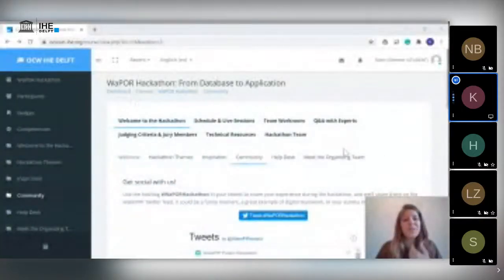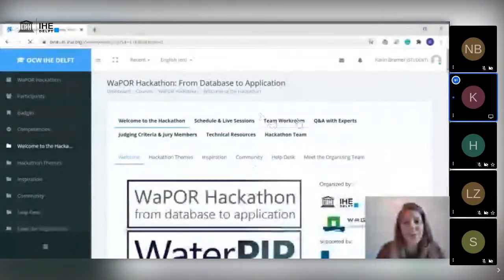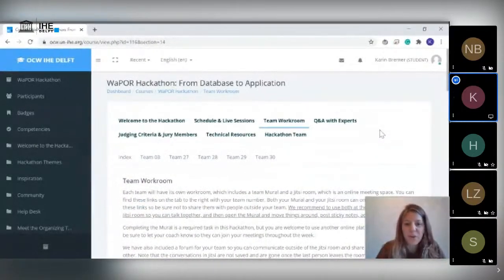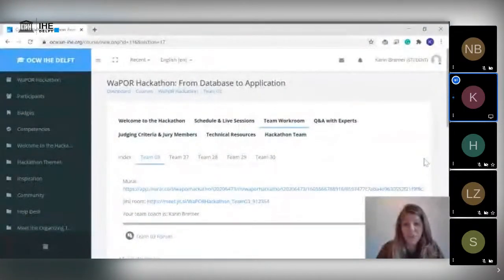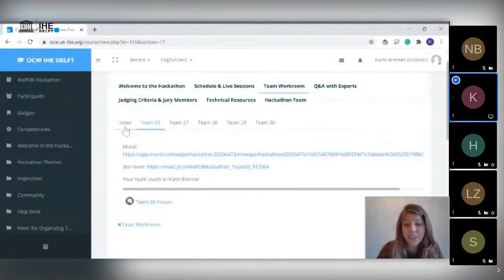Okay. So when you start off at the welcome page, and then when you go to the team workroom, this is the place where you and your team will meet. I'm coach of several teams, but when I go to team 3, that will be what you will be seeing when you are in the team. Under index, you will see an overview of the different coaches, and each team has a coach assigned. So during the rest of this morning, you can meet together in the Jitsi room, which will be a chat room with video chat where you can communicate. You can also use the forum to communicate together, whatever works best for you. And your team coach will drop in quickly to meet up with you there.